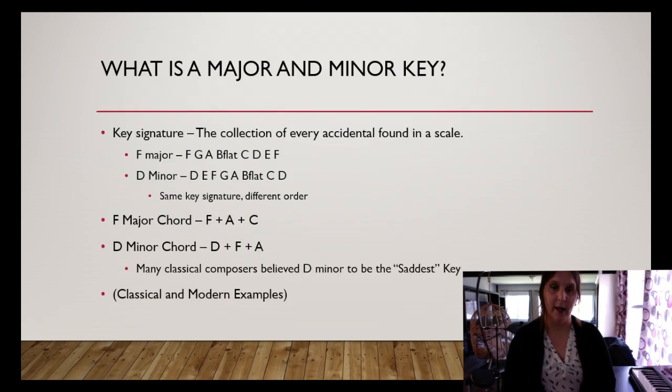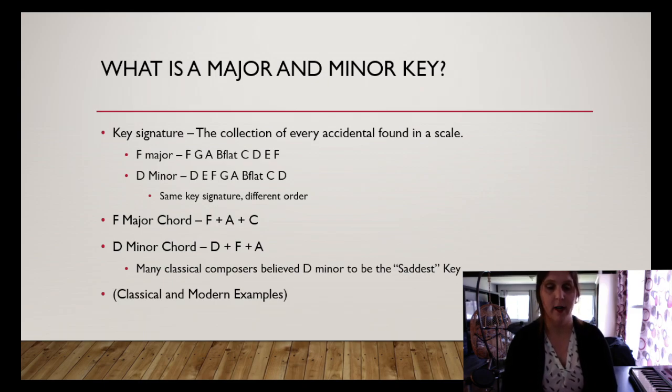So to get started, I would like to pose the question, what is a major key and what is a minor key? To see the difference, I'm only going to touch briefly on the key signature. The key signature is essentially the collection of every accidental found in a scale. For those of you who are not familiar with music, the scale is the notes. There's going to be A, B, C, D, E, F, G, and each one of those notes can be flat or sharp.